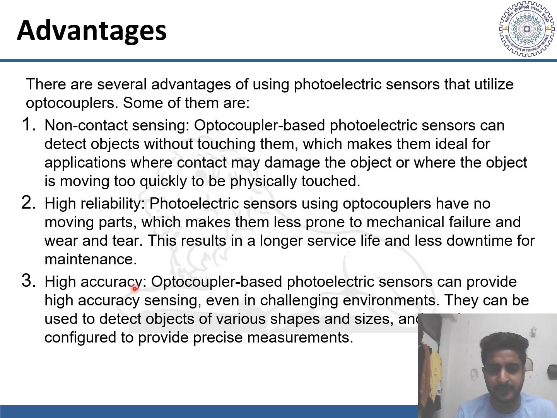So the third benefit is higher accuracy. Optocoupler-based photoelectric sensors can provide high accuracy sensing even in challenging environments. They can be used to detect objects of various shapes and sizes, and their variation with temperature is not that much as compared to other sensors.